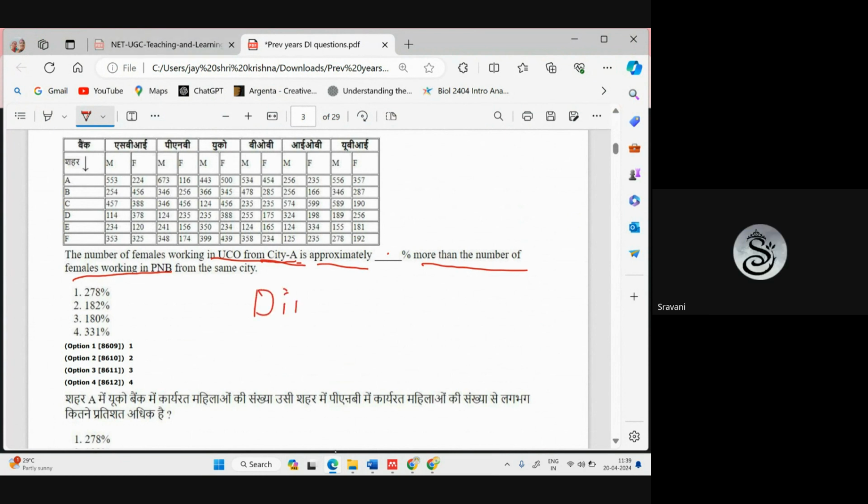Very good. Then what will be in your denominator? The source of the comparison. And what is the source of comparison? Females working in UCO or females working in PNB? Females working in UCO. Okay, now see what is the main hero here. Which value is the main hero? Which value is the subject? You know subject and predicate, or subject and object. You know what is subject, what is object.